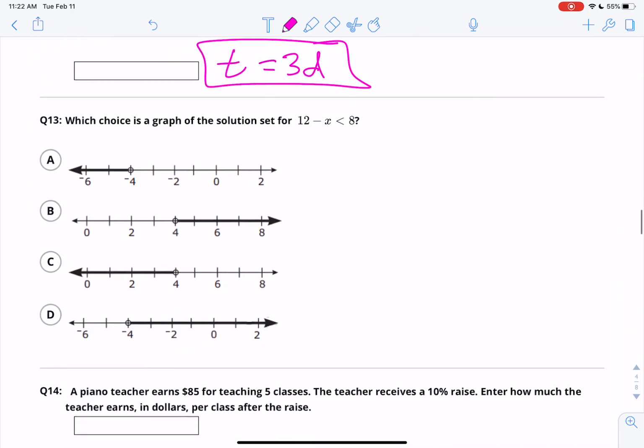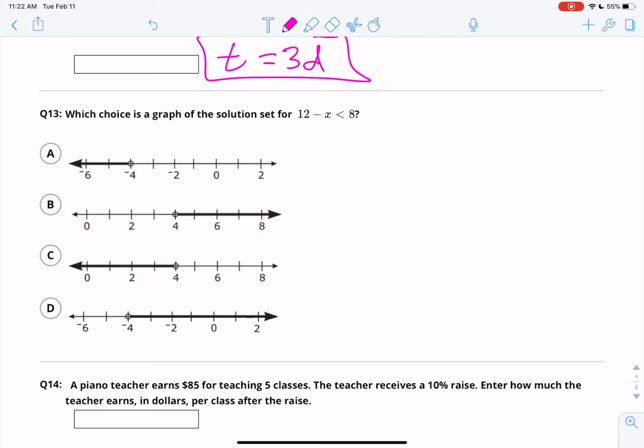All right, question 13. Which is a graph of the solution set for 12 minus x is less than 8? So once again, we have to solve it. Now, keep in mind, anytime you have something like this where there's a negative in front of the x, remember that means that it's -1 times x. And this is important so we know what to do. So I'm going to go ahead and draw my river.